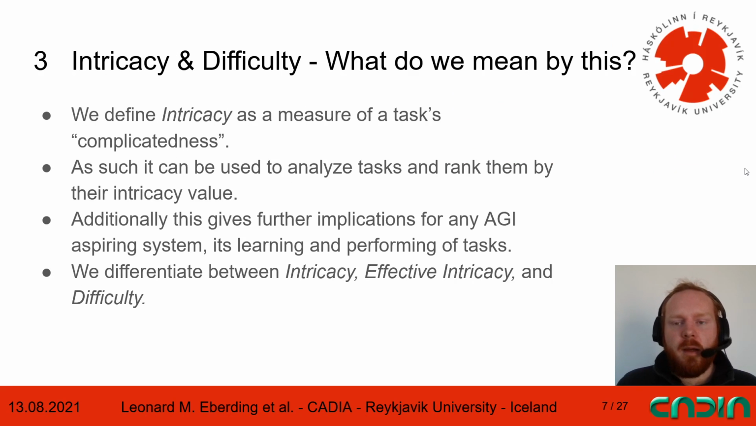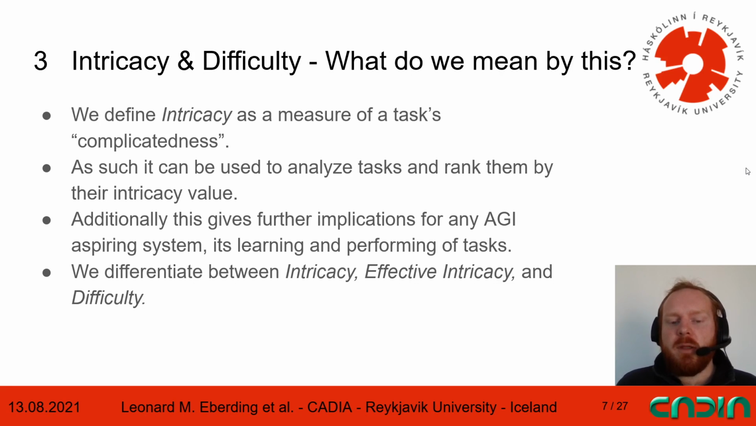So now we come to the important stuff, the intricacy and difficulty, where this all leads to. What do we mean by intricacy? As I said earlier, we defined intricacy as a measure of a task's complicatedness, and as such, we can use it to analyze tasks, rank them by their intricacy value, and get a general overview about the complicatedness of different tasks on different platforms. Additionally, this gives further implications for any AGI aspiring system when it is learning or performing a task. And to describe this complicatedness, we differentiate between three different things.